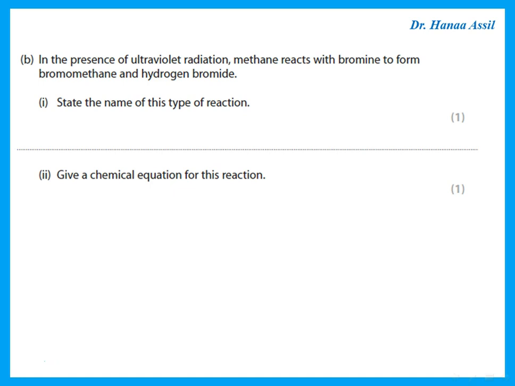In the presence of ultraviolet radiation, methane reacts with bromine to form bromomethane and hydrogen bromide. Do you remember the reaction of alkanes with halogens? You should remember that alkanes with halogen was a free radical substitution reaction. So the name of this type of reaction is substitution.